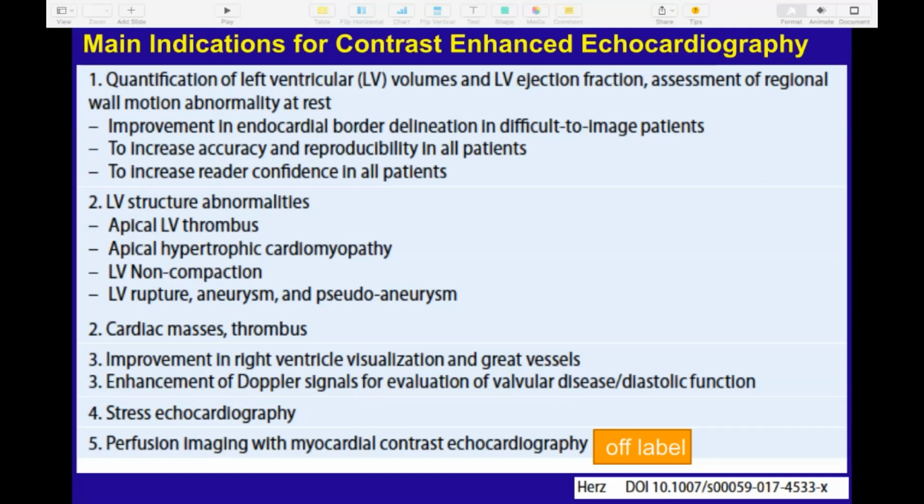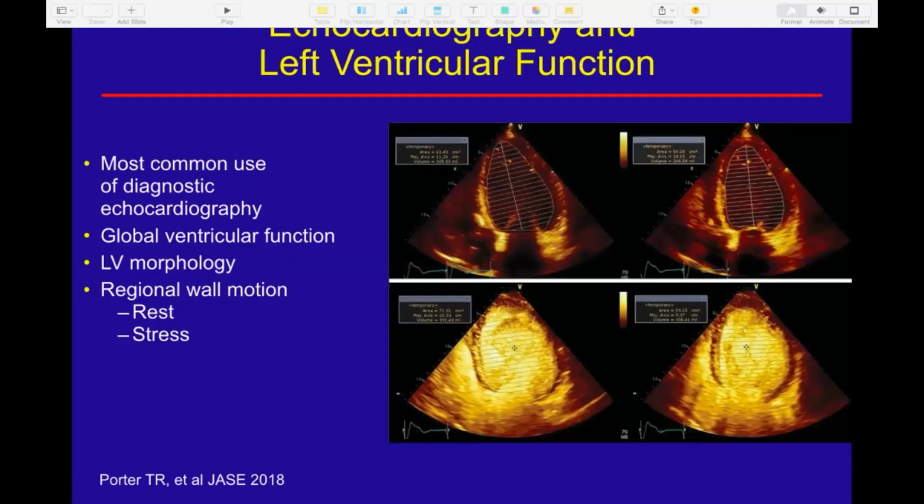Improved right ventricular visualization, improvement of Doppler signals, use in stress echo, and perfusion, which is still not widely used and it's off-label. So for the purposes of approval and for your understanding, contrast agents are currently only approved for left ventricular opacification. So obviously, the most common diagnostic use is global ventricular function assessment, LV morphology, and rest and stress. And you can see there is tremendous difference in change in inter and intra-observer reproducibility once you give contrast.